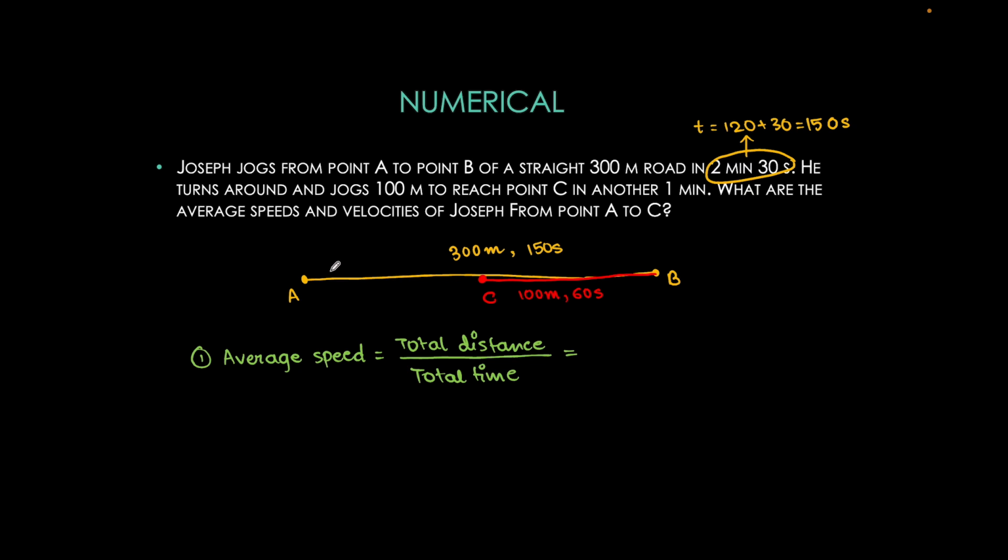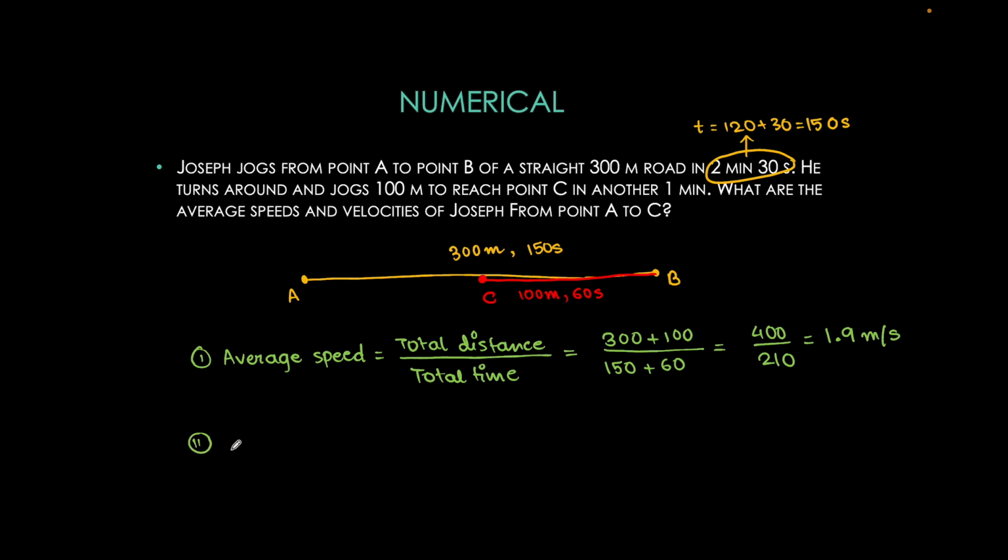So total distance will be the sum of distance from A to B, which is what? 300 meter, plus from B to C, which is what again? 100 meter, right? Divided by the total time. Total time is what? The time taken to go from A to B is 150 seconds, plus the time taken to go from B to C is 60 seconds. So we can say this will be 400 divided by 210, right? So you can just calculate this. It will be around 1.9 meter per second. Okay.